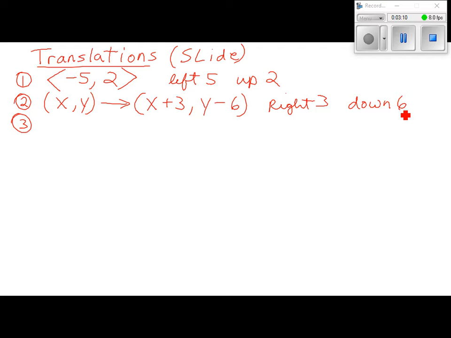And then the third way, it's like the 5th grade way, as if it was just written out that way, telling you exactly what to do. Right 3, down 6. There were some of those on the packet, right? Anything else that we should write about translations? Anything else anybody can think of that we need for translations? Not really. It's basically the easiest one. That's probably the easiest one, right?